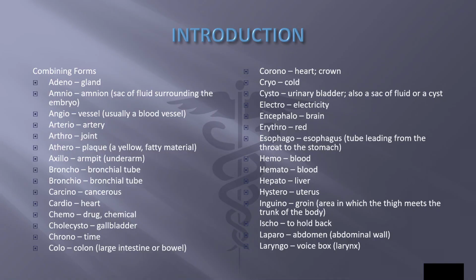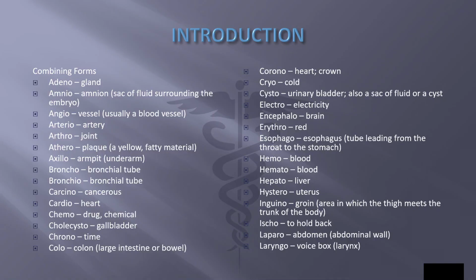So first we have adeno. This means gland. Amnio is the amnion, which is the sac of fluid surrounding the embryo. Angio means vessel. It's usually a blood vessel. Arterio is artery. Arthro, joint. Athero, plaque, which is a yellow fatty material. And be sure not to get these two confused, arthro and athero, because there is just an additional E in athero. So again, arthro is joint and athero is plaque.